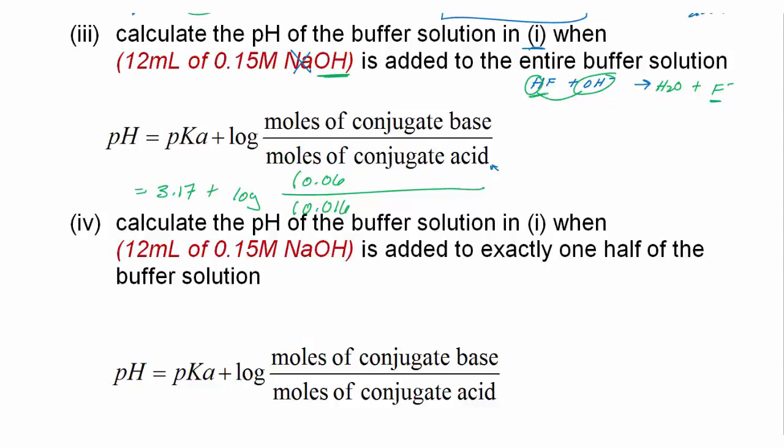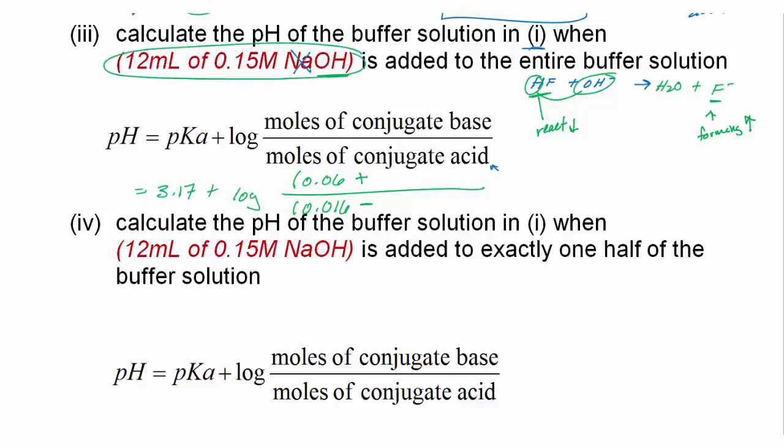So the moles of HF is going to react, right? So it'll decrease. The fluoride that's forming, so it'll increase. So I'm going to add for my conjugate base, subtract for my conjugate acid. Those numbers have to change in that order. By how much? Let's figure it out.